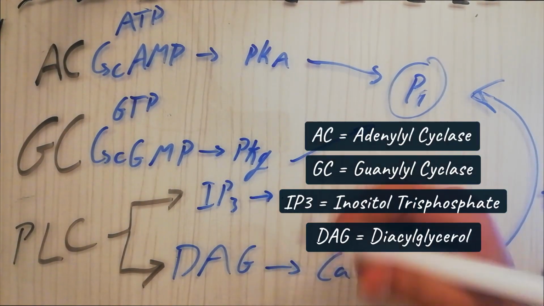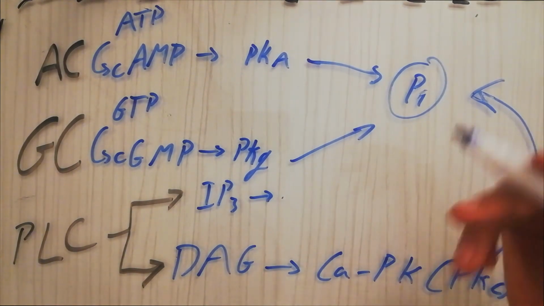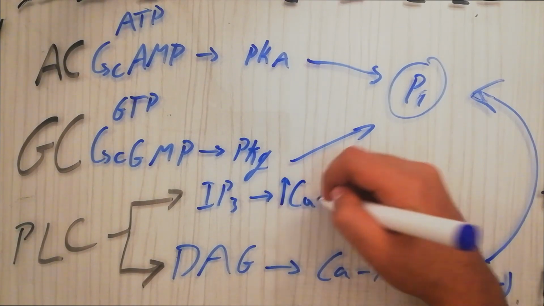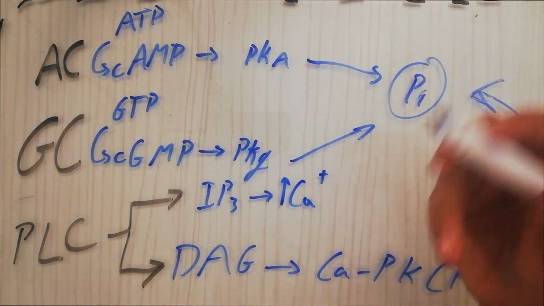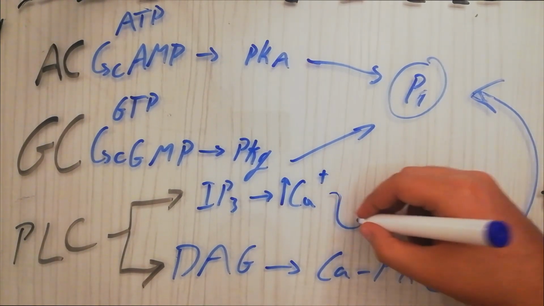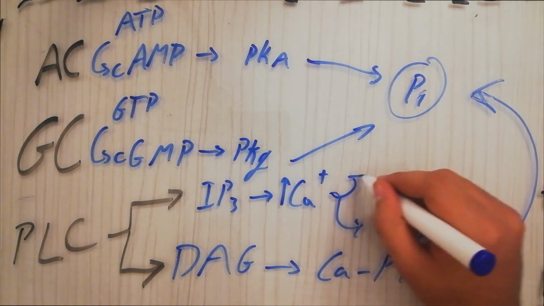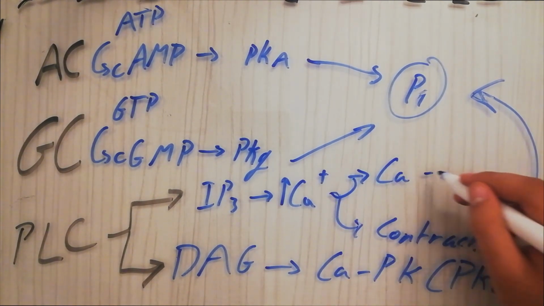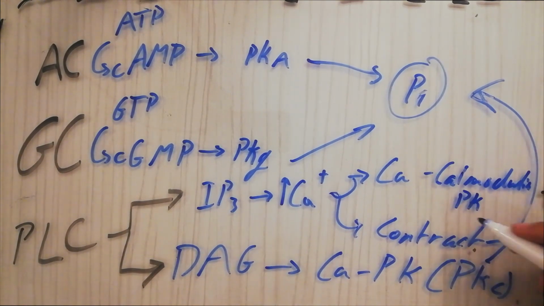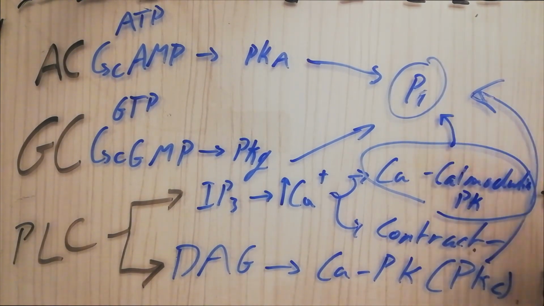IP3 binds to the IP3-gated calcium channels on the endoplasmic reticulum. And when these channels are activated, it leads to the release of calcium into the cytosol, or into the cytoplasm of the cell. And this calcium may either go on to cause a contraction all on its own, or may activate the calcium calmodulin protein kinase. So let's write that down here. And since this is a protein kinase, it would lead to protein phosphorylation.